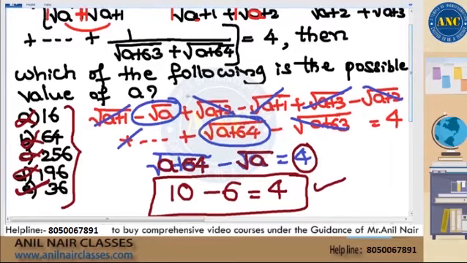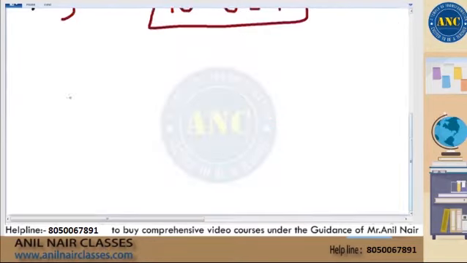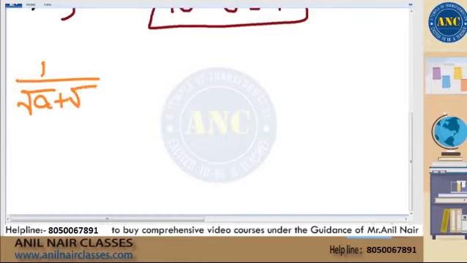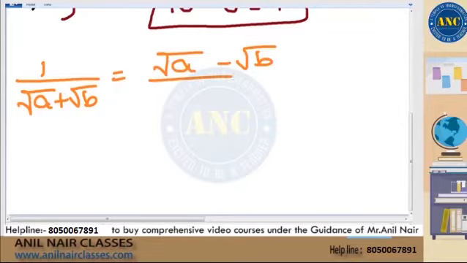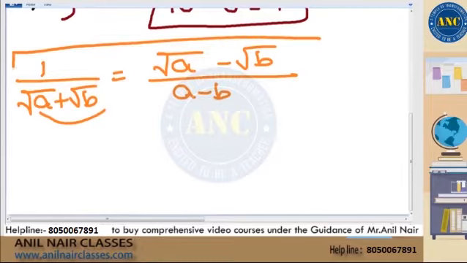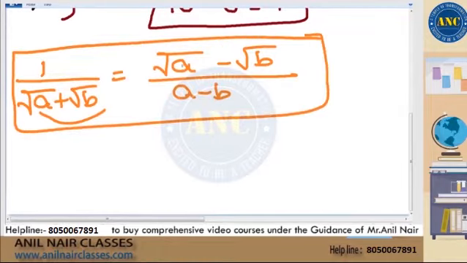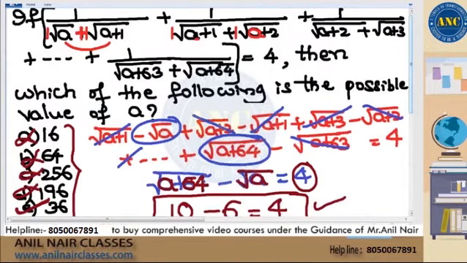Simple, right, sir? This technique is very important. 1 by root of a plus root of b, if it is there, directly you can write it as root of a minus root of b, and the denominator is a minus b. Directly you can write this. This idea should be very clear. This is if the coefficients of these surds are 1. If it is not 1, solve it. Simple.